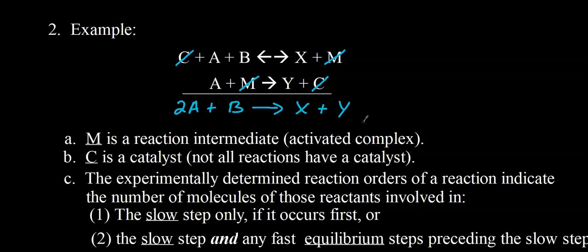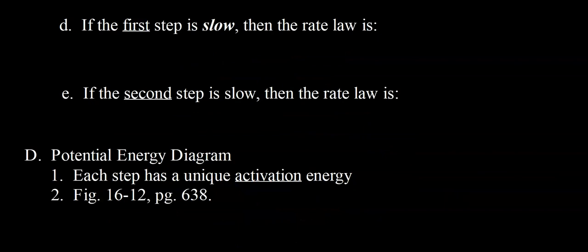All right, so the experimentally determined reaction orders of reactants indicate the number of molecules of those reactants involved in 1, the slow step only if it occurs first, or 2, the slow step and any fast equilibrium steps preceding the slow step. I'll explain what I mean in just a bit. So again, what we want to look at is what's going on in the rate determining step, because we're going to use that to write our rate law.